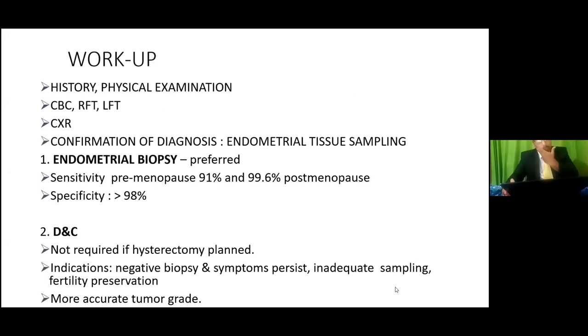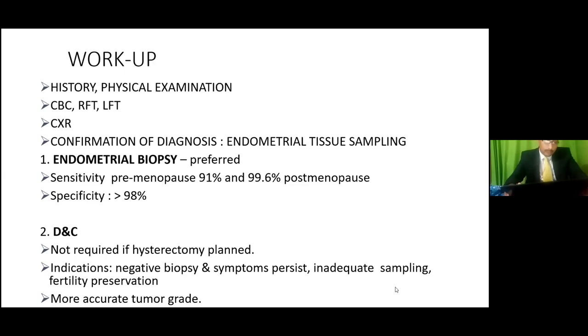And coming to the workup. So the workup here, after the history and the complete physical examination, starts with a complete blood count, renal function test, liver function test, and chest X-ray. Confirmation is needed, and the gold standard for confirmation is the endometrial tissue sample, that is the endometrial biopsy. It has a sensitivity of 91% in the premenopausal phase and 99.6% in the postmenopausal phase, and greater than 98% specificity.